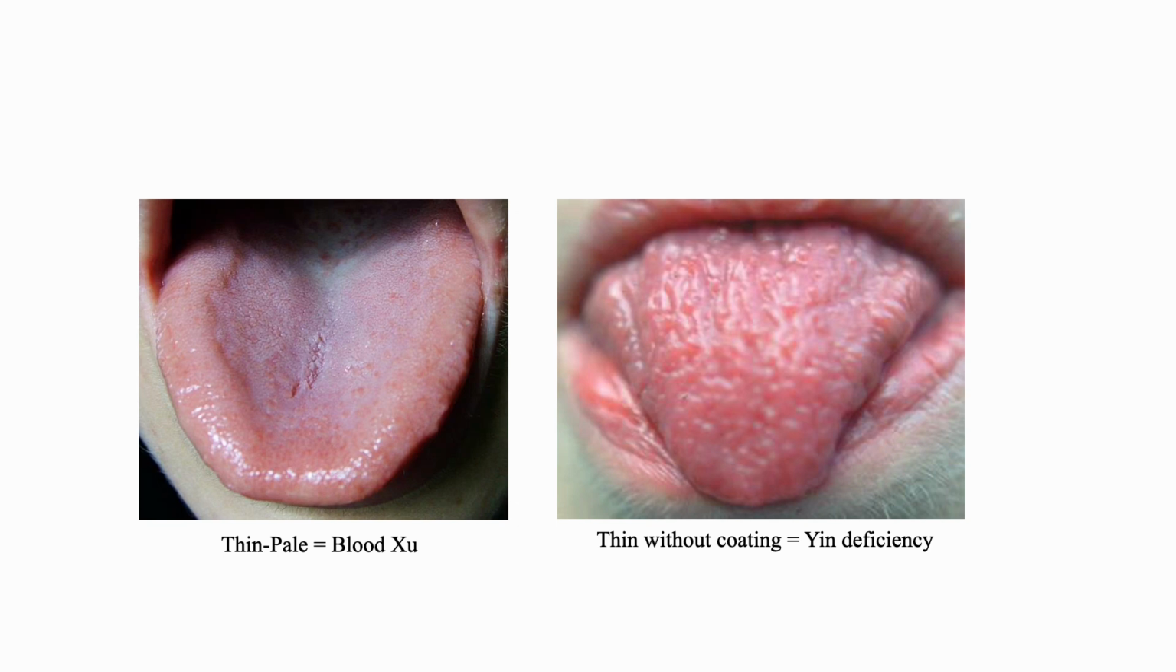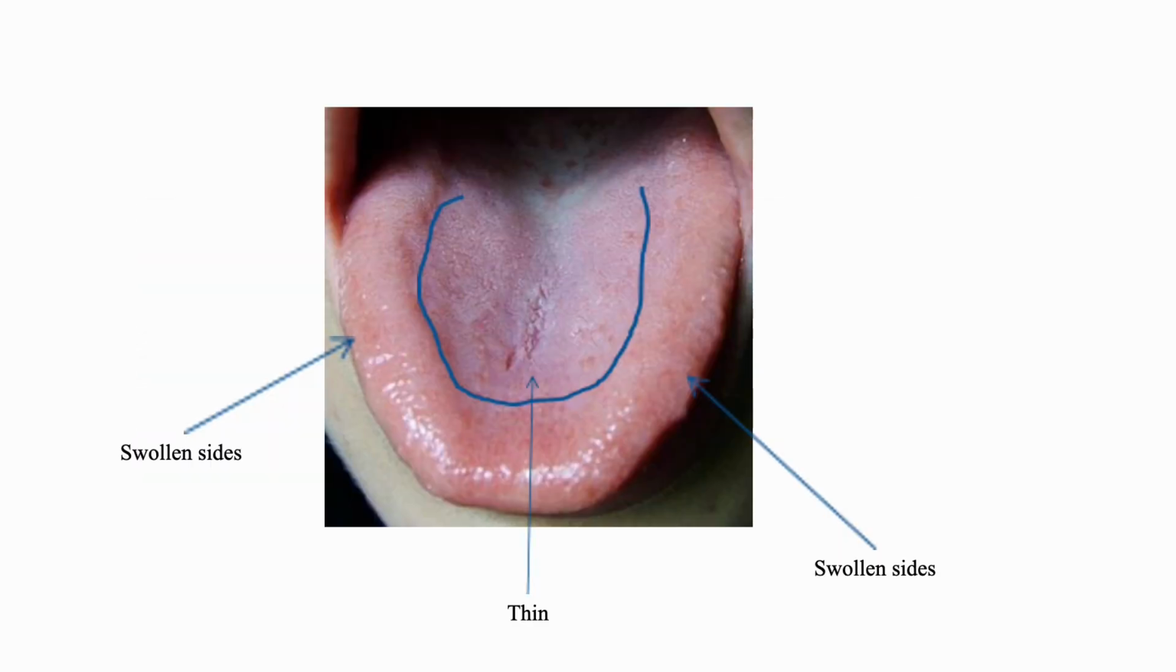In the former case, it will also be pale, while in the latter case, it will be red. A thin tongue is actually not common, probably because dampness and phlegm, which make the tongue swollen, are such common and predominant pathogenic factors, as they tend to make the tongue swollen. Even if the patient has a concurrent severe blood deficiency, this would not manifest on the tongue body shape.